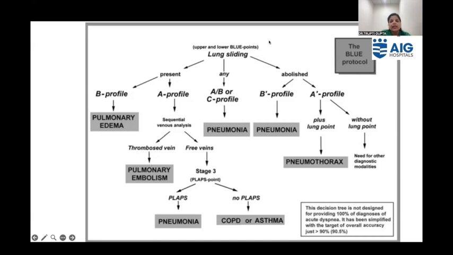And if the lung sliding is totally abolished, that means with the A profile and abolished lung sliding, that is A prime, then along with a lung point, that is pneumothorax. Without that, if there is no lung point at all, we have to go for other diagnostic modalities like CT scan. If the patient has no lung sliding with a B profile, that means the patient has pneumonia. And as I described earlier, A by B or C profile is indicative of pneumonia.